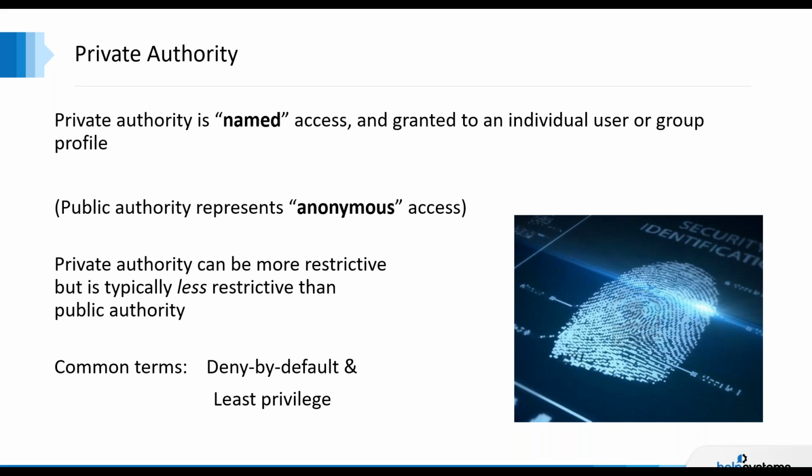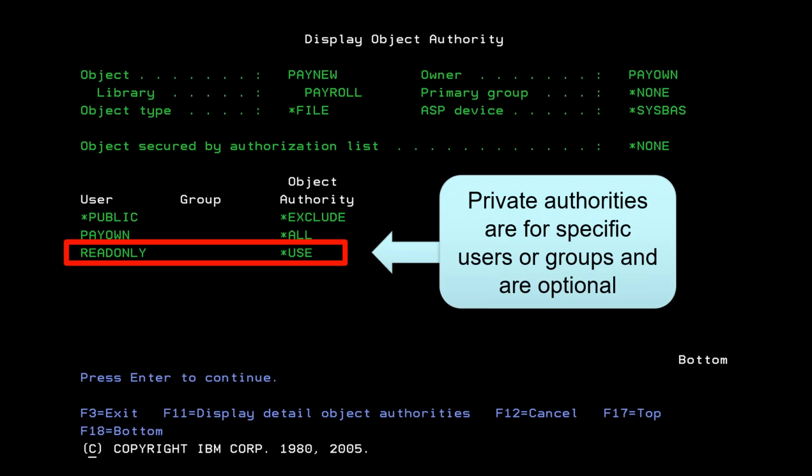But in essence, we keep starting off with a closed door and gradually opening it up. When we look at permissions on objects using the display object authority command, what we'll see here is a list of profiles that are shown against that object, and these are the private authorities. Now you'll see at the top of the list there's star public there. That is the definition that we talked about previously with regards to how much authority the all-encompassing user has, but here we've explicitly provided permissions to two profiles, one called payown, one called read-only.